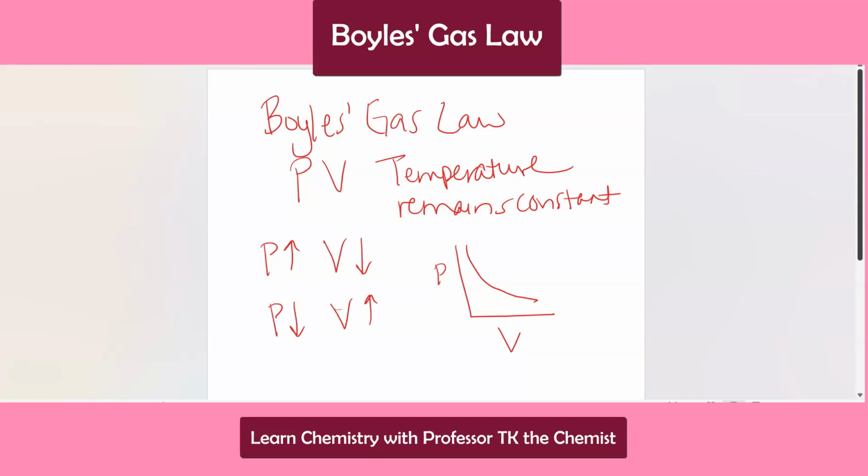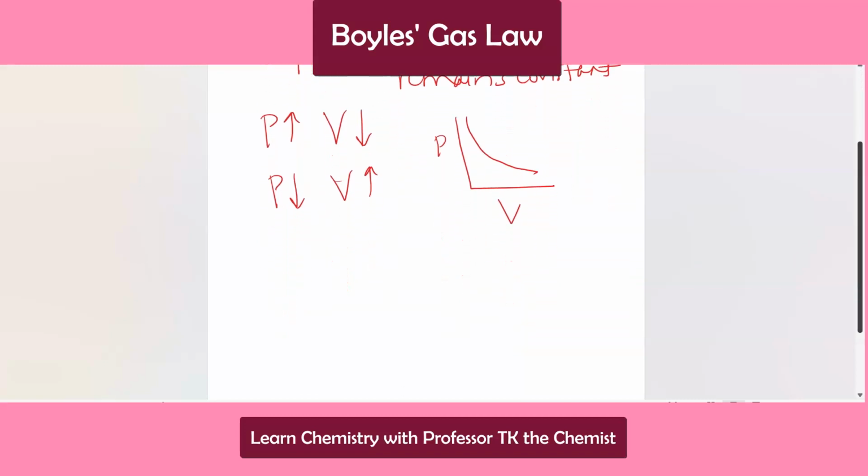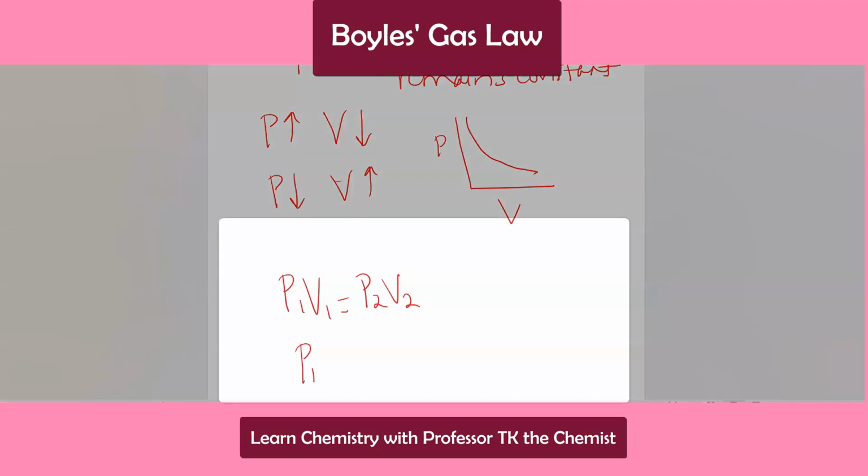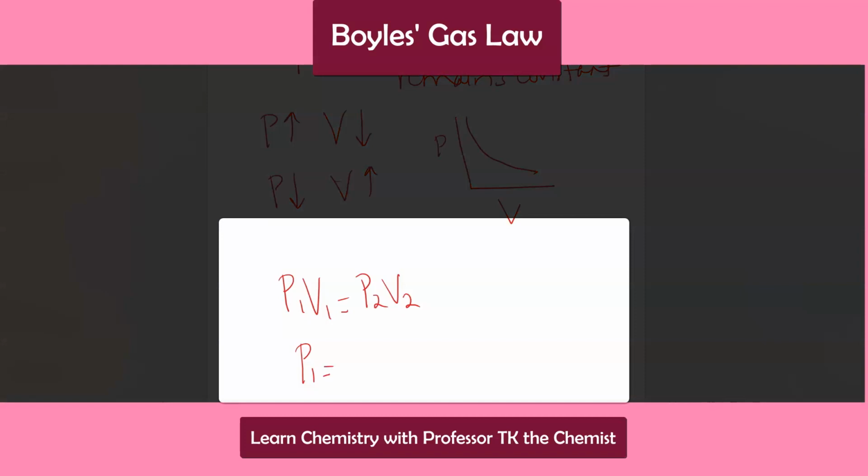One of the other formulas that you need to know also for Boyle's gas law is that P1 times V1 equals P2 times V2. You can easily manipulate this formula to solve for either variable. For instance, if I'm trying to find P1, I know that P1 will be equal to P2 times V2 divided by V1.